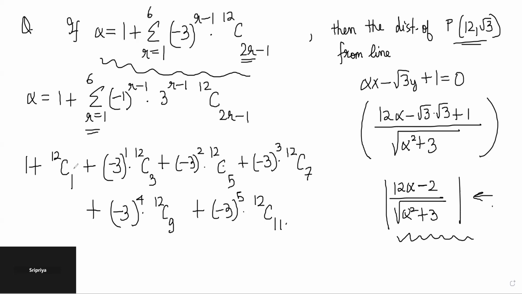Then it looks like the expansion of (1 plus x) power 12, but all the missing terms are there. The terms that are missing are the even terms. And then there is minus 3 power 1, minus 3 power 2, minus 3 power 3 instead.